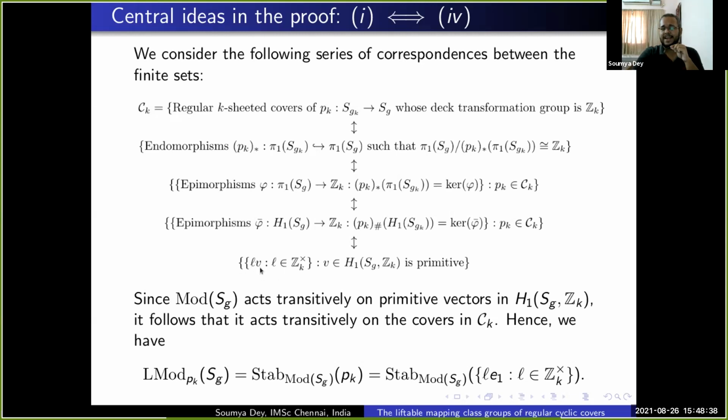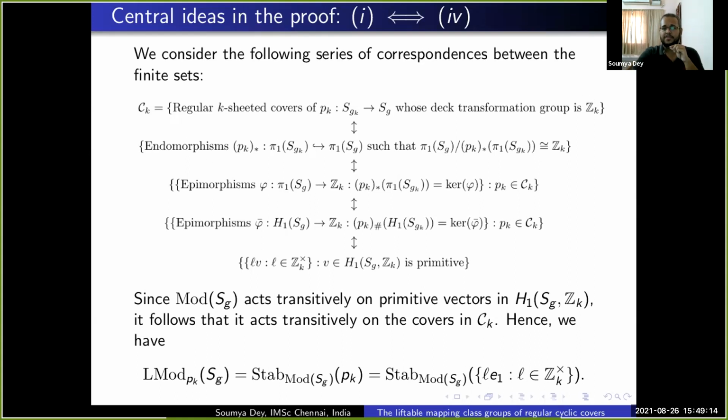you consider all sets of multiples of v, where v is varying. These are primitive elements in your homology, Zk homology. So now we have a one-one correspondence between the Ck and the last set. Since Mod acts transitively on primitive vectors in H1(Sg; Zk), it follows that it acts transitively on the covers in Ck.